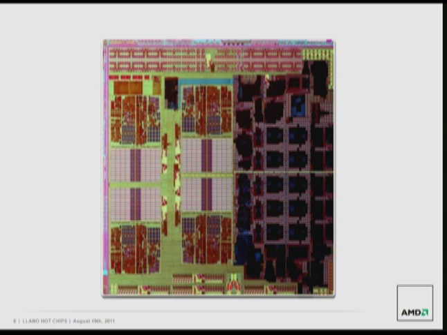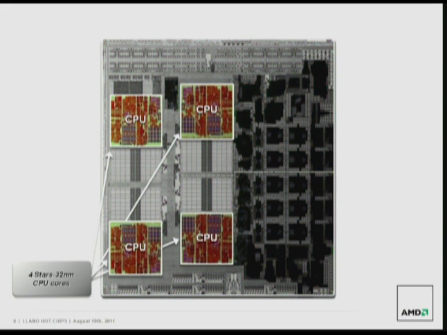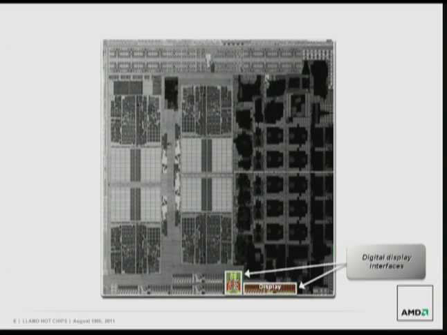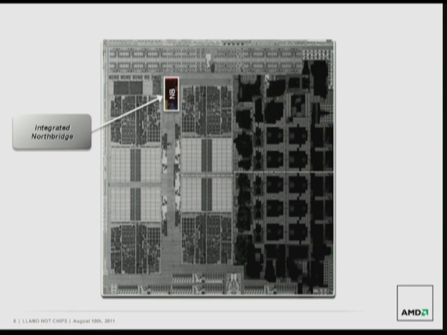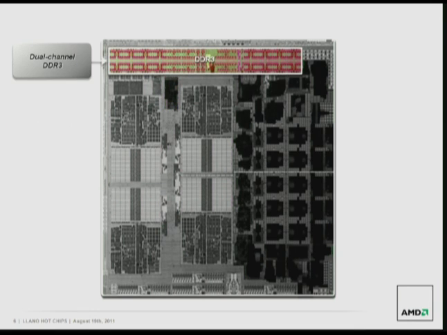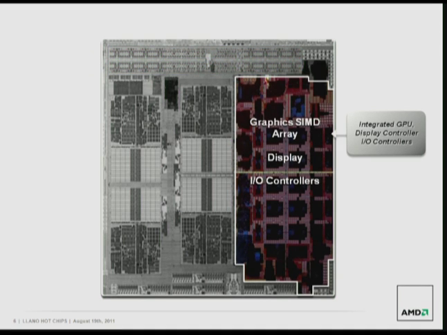If I turn towards the floor plan, and I'm just going to run through this quickly, we basically have the four STARS32 CPU cores. Oops, not that quickly. The four L2s. Then everything sort of collapses in onto the north bridge, which is sending traffic out to the DDR3 memory channels. You can see a significant portion of the chip is dedicated towards graphics, display, and I/O control. It's a 50-50 blend, showing just how important we think this combined model of x86 compute and GPU compute is moving forward.